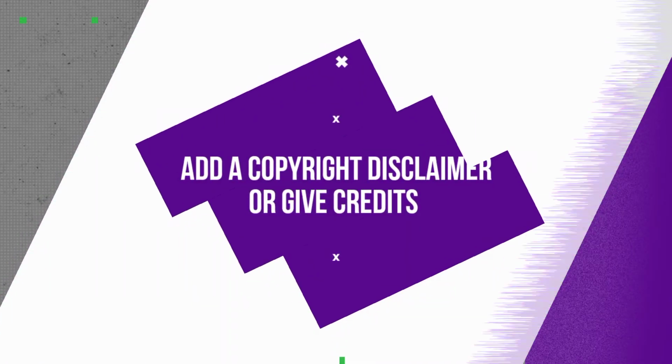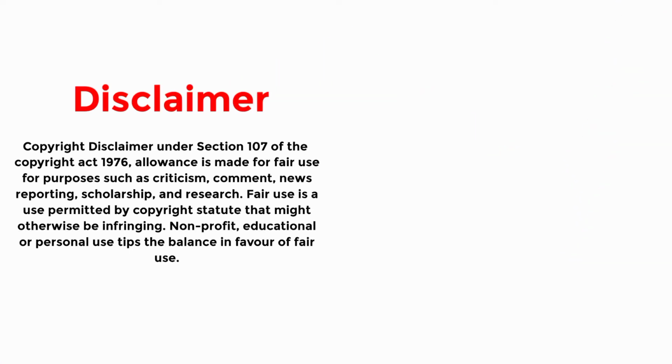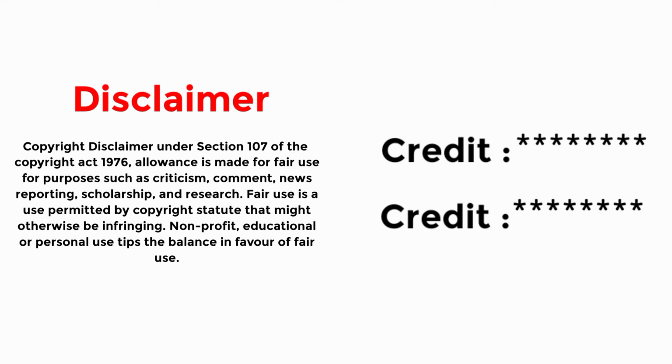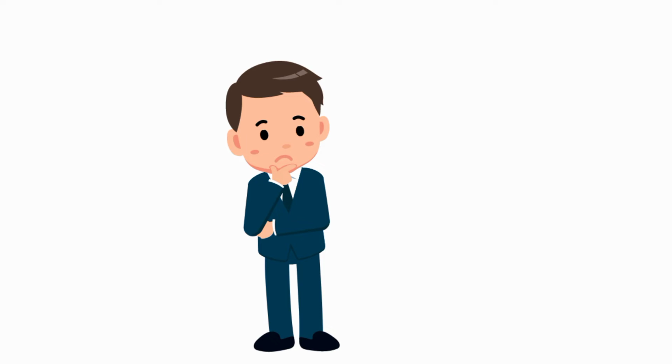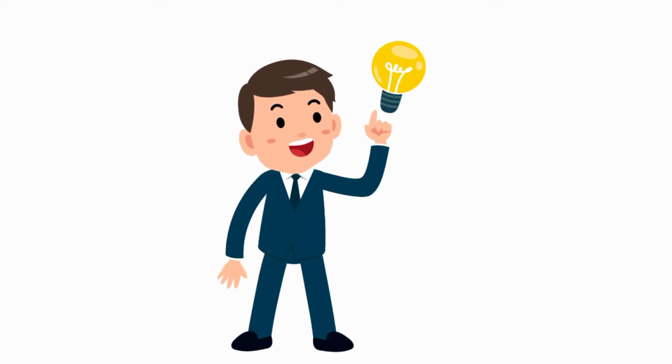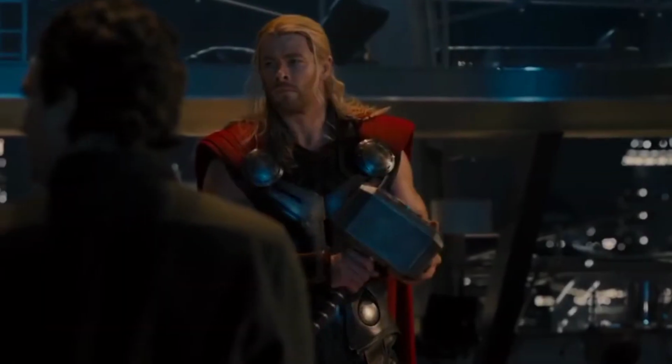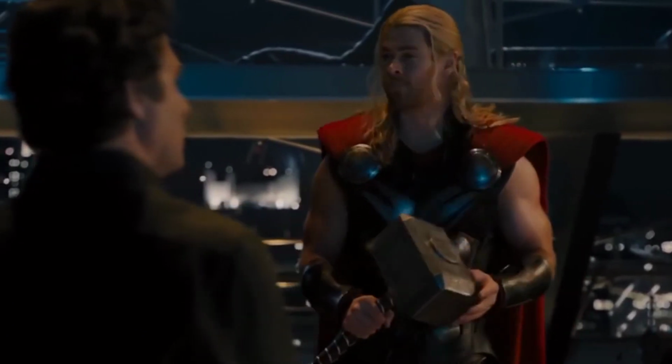Third, add a copyright disclaimer or give credit. Adding a disclaimer or attribution in your descriptions will go a little towards solving your copyright issues. Well, it's not guaranteed, but it may work out because they might feel glad when they see those credits. And who knows, they might change their decision. On the other hand, a disclaimer notice indicates to the copyright owner that the video is being used fairly.